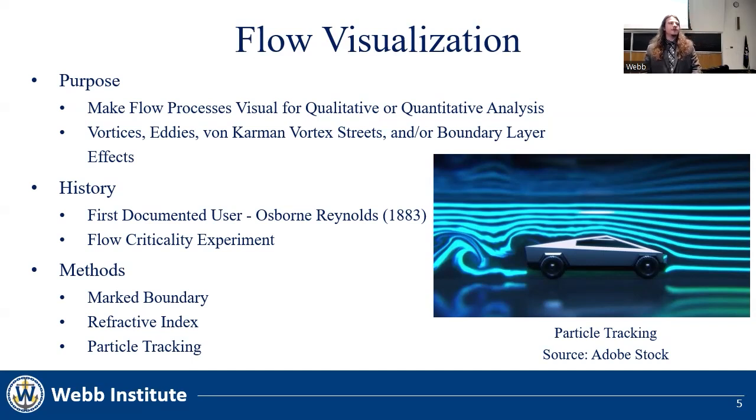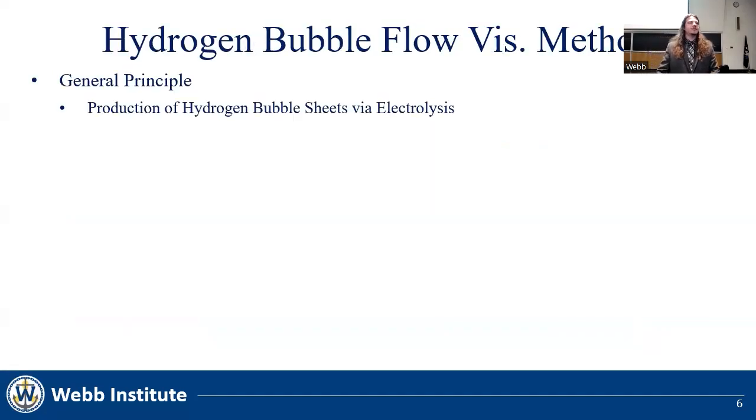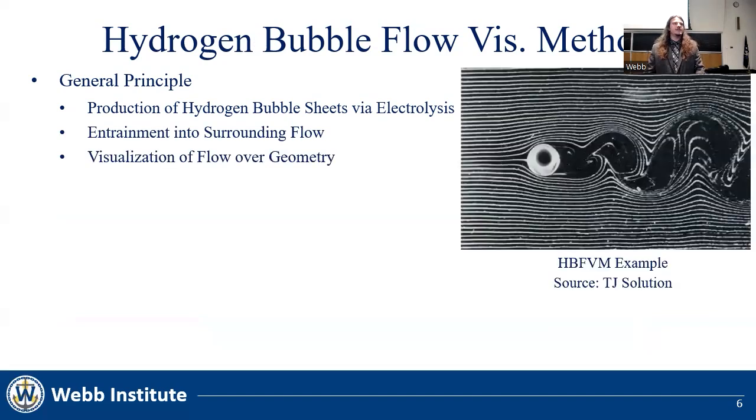The hydrogen bubble flow visualization method is an example of a particle tracking technique. The general principle upon which the method relies is the production of hydrogen bubble sheets via electrolysis. This is detailed further later. These bubble sheets are then entrained into the surrounding flow and used to visualize that flow over a submerged downstream geometry, as seen to the right.